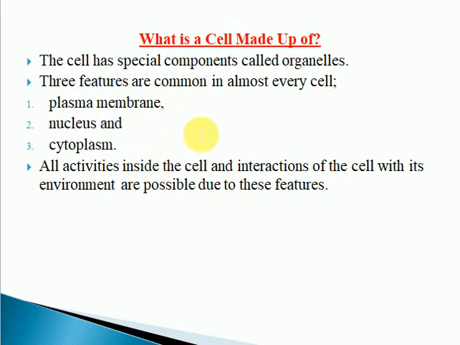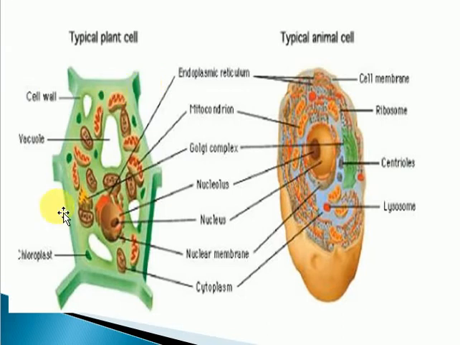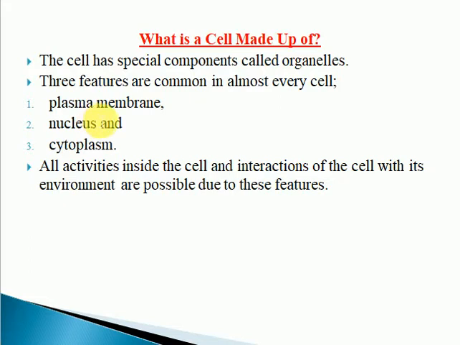The cells have special components called cell organelles. Inside the cell there are certain components which are called cell organelles, which perform different functions. And three cell organelles are common to all types of cells. All the activities inside the cell and interactions of the cell with the environment are possible due to these features.